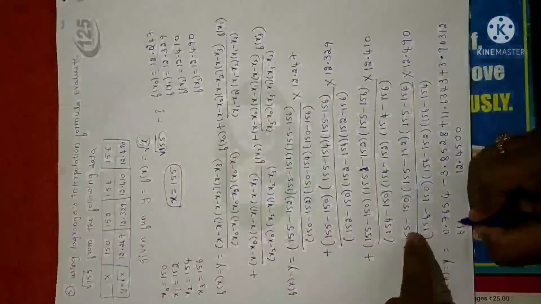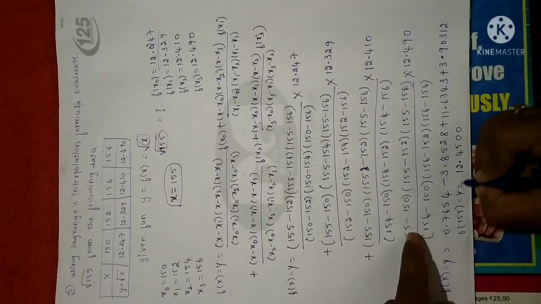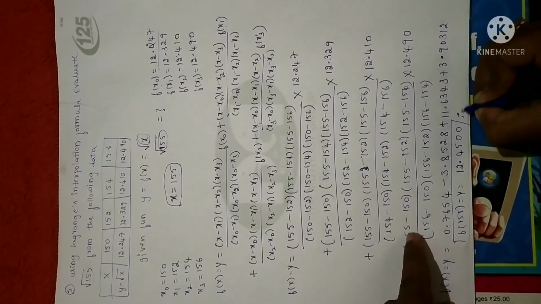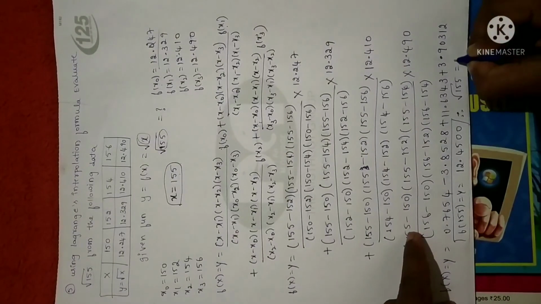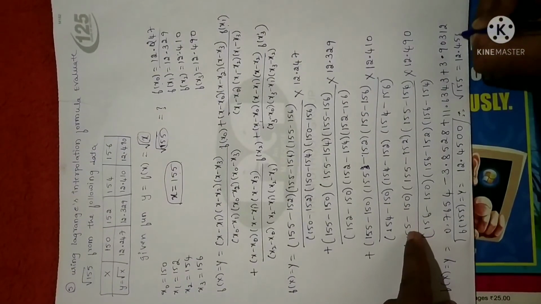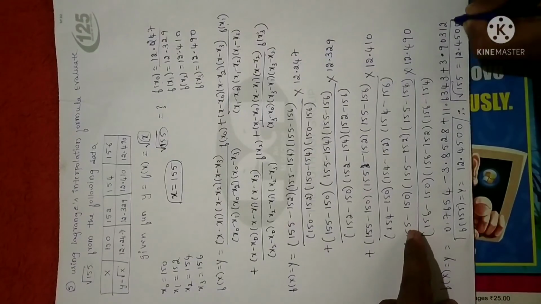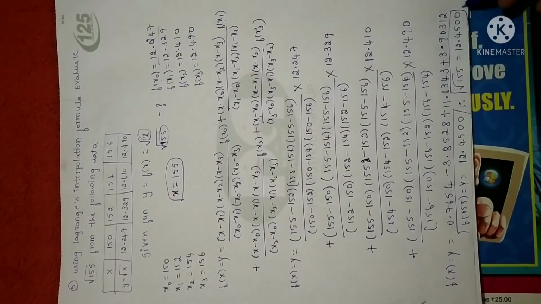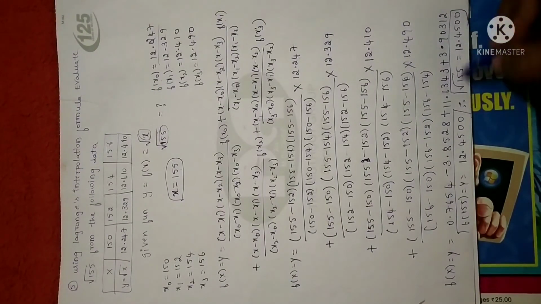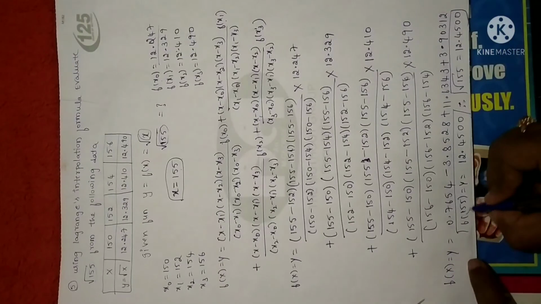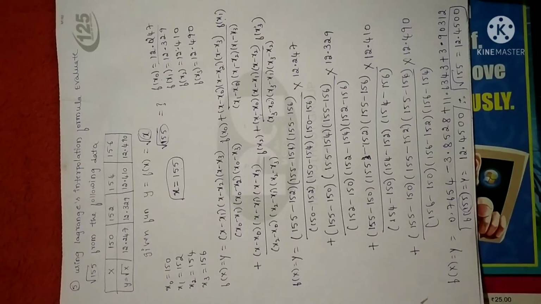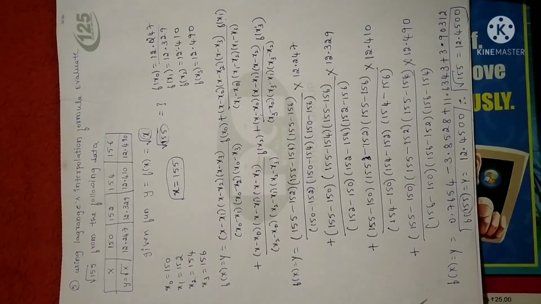155. So this is the required solution. Therefore, the square root of 155 is 12.4500, and that is what we were required to find. That is, the square root of 155 is 12.4500. Or we can write y is equal to 12.4500 at x is equal to 155. Clear? So therefore the square root of 155 value is 12.4500.